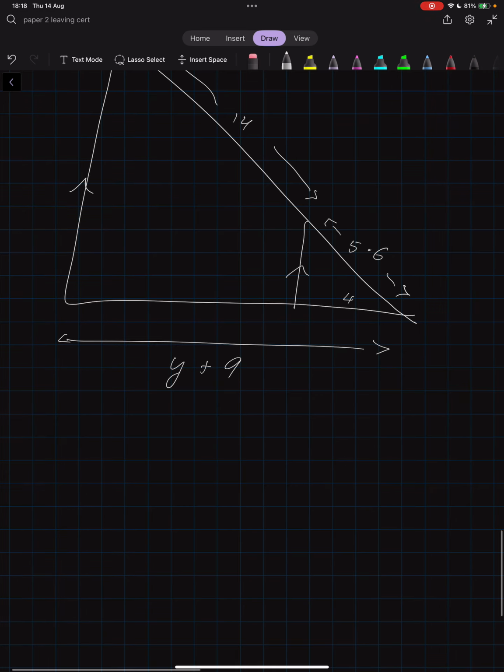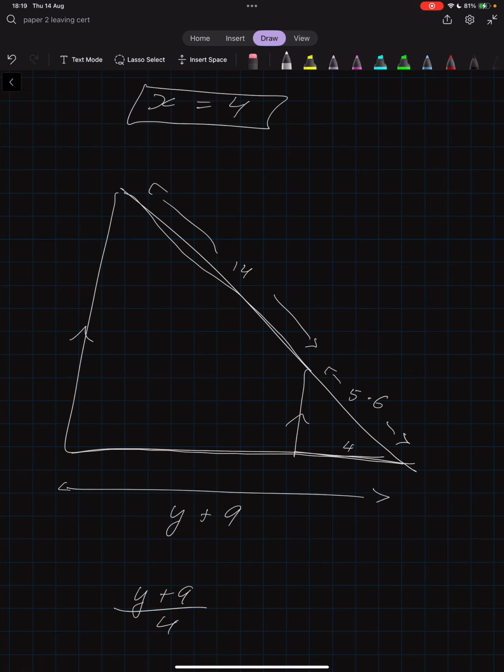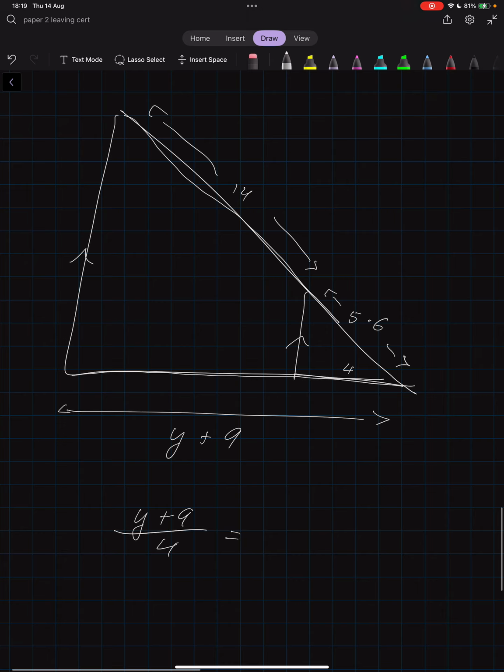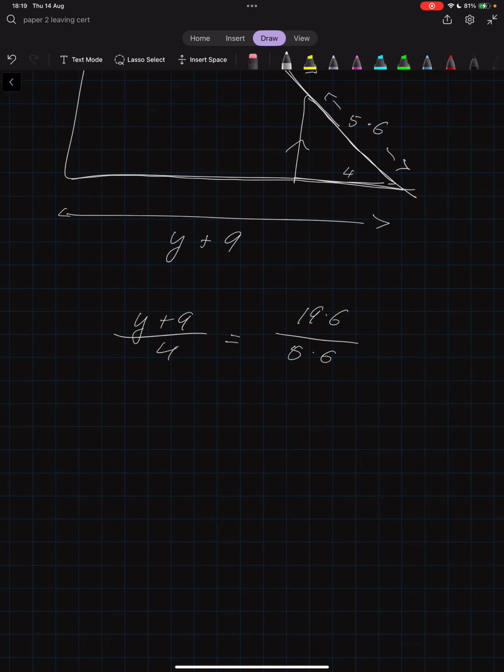So I can say, okay, well, what if I do y plus 9 divided by 4? So what am I doing? I'm doing the whole length divided by the little length. And therefore I need to do the whole length of the top thing, which is going to be 19.6, divided by the length of the small thing, which is 5.6. So if I do this, I'm going to get that y plus 9 is equal to 19.6.